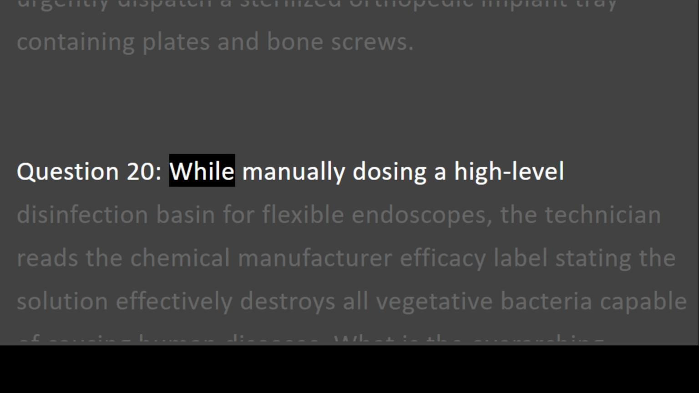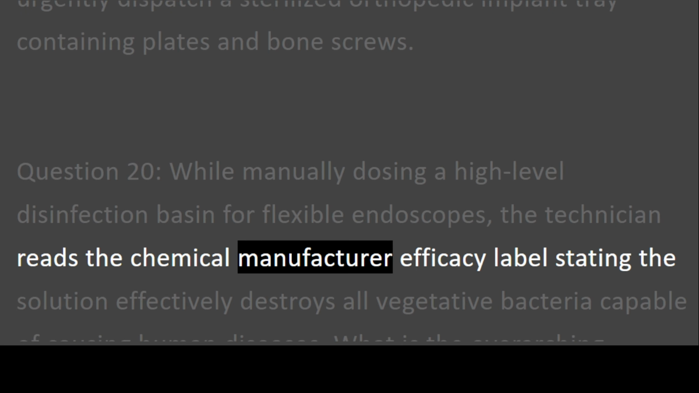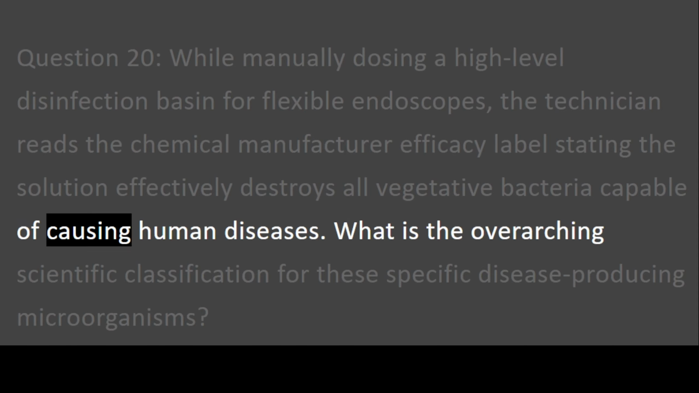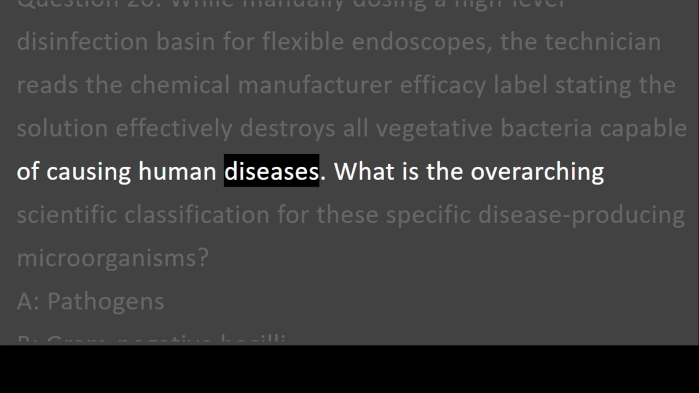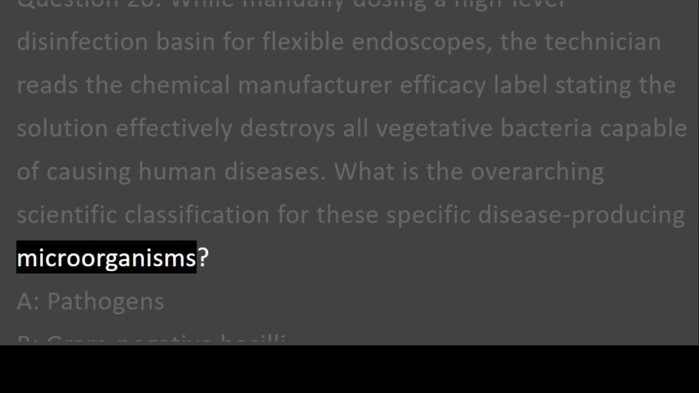Question 20. While manually dosing a high-level disinfection basin for flexible endoscopes, the technician reads the chemical manufacturer efficacy label stating the solution effectively destroys all vegetative bacteria capable of causing human diseases. What is the overarching scientific classification for these specific disease-producing microorganisms?